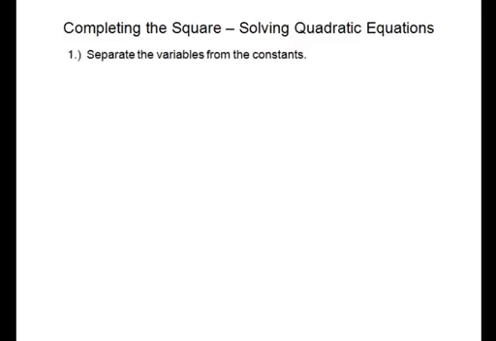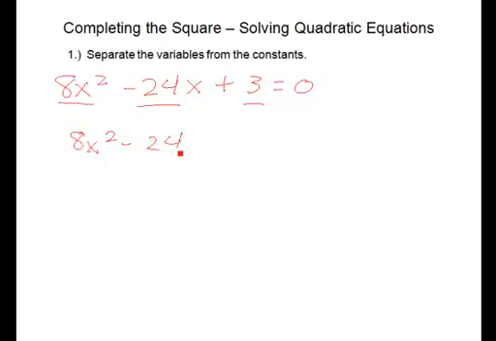Let's try another example of completing the square in order to solve a quadratic equation. This equation we're going to take, here we go, 8x squared minus 24x plus 3 equals 0. Okay? And just like before, the first thing I have to do is separate the variables from the constant. So I'm going to move the 3 over to the other side of the equation by subtracting 3 from both sides. So I'm going to get 8x squared minus 24x equals negative 3.